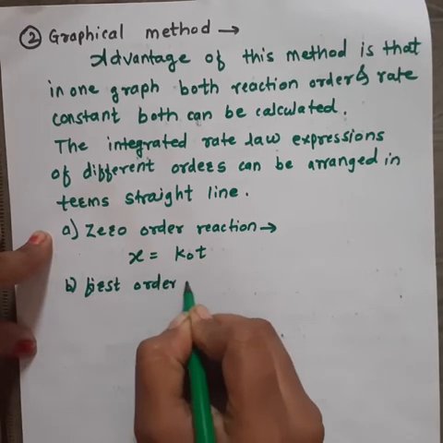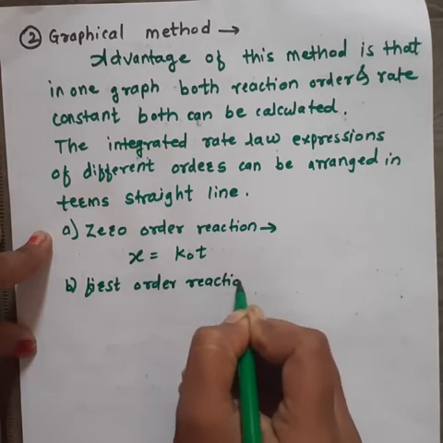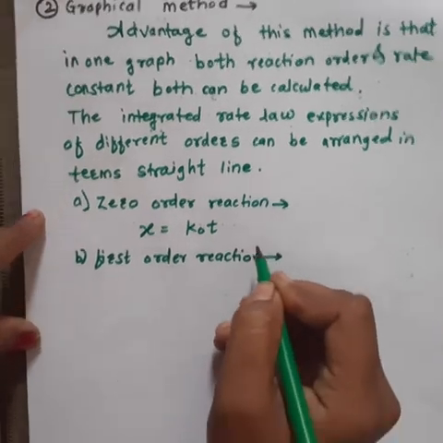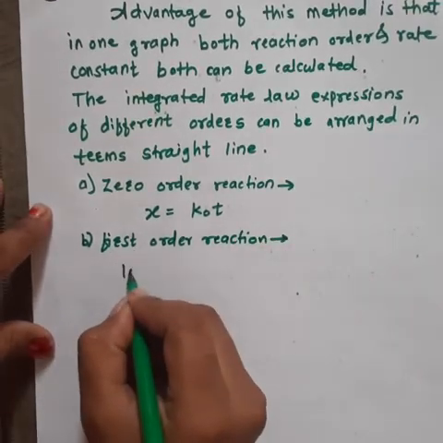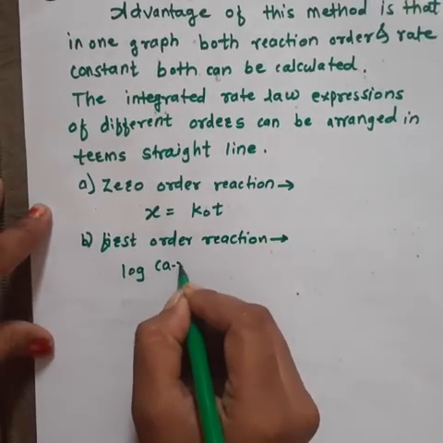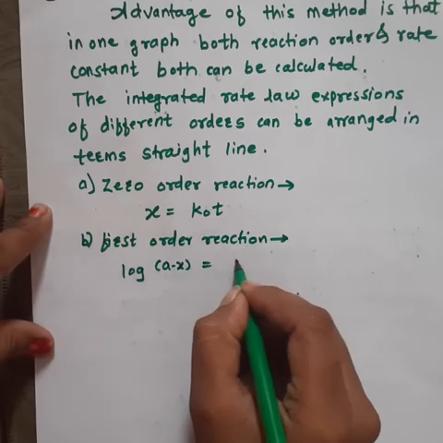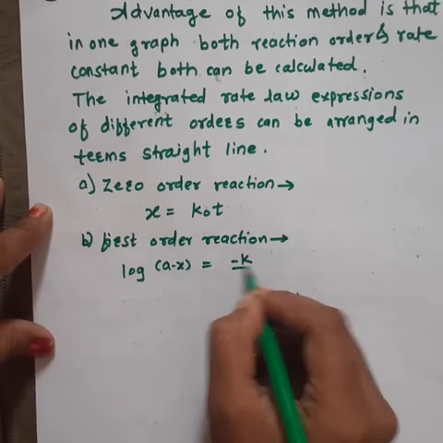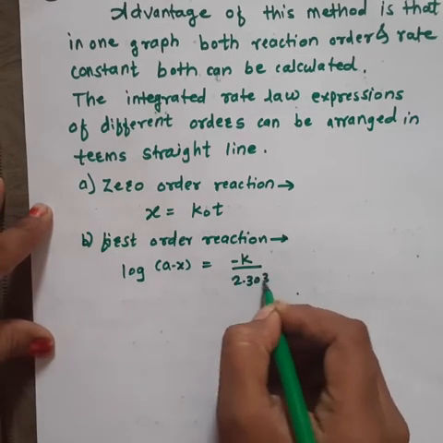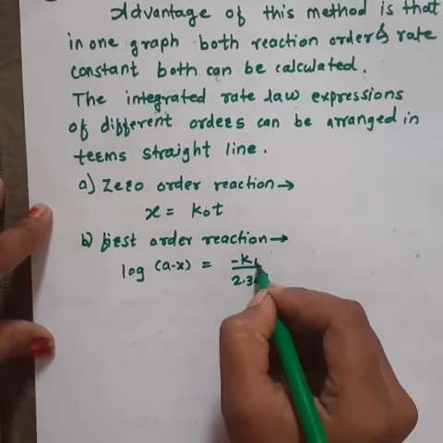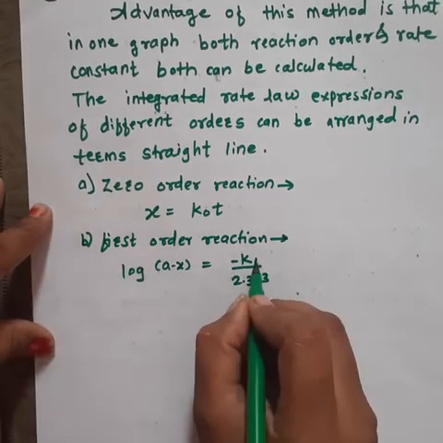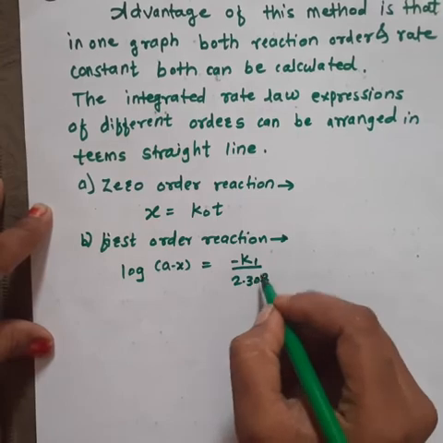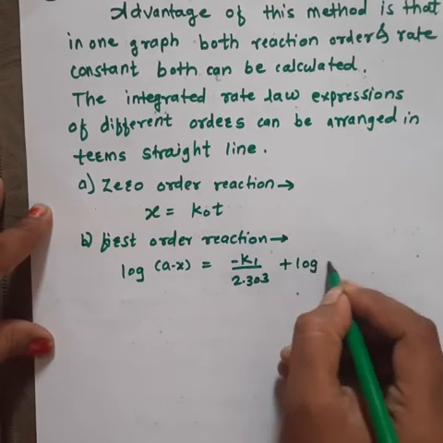For first order reaction we have already studied the integrated equation. For first order it was log of a minus x is equal to minus k1 upon 2.303 into t plus log a, where k1 is the rate constant for first order.